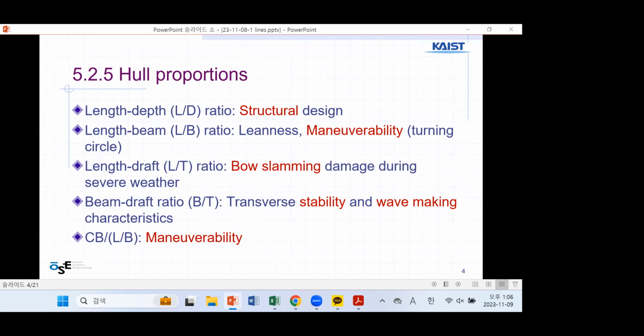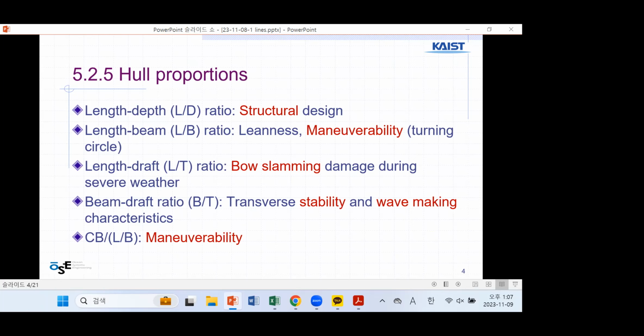Maneuverability. Length draft ratio is for bow slamming. Bow slamming means the ship is running in a wave. When it is going down in this way, sometimes the bow, the front end of the ship, hits the water surface or wave surface. We call this slamming. And that slamming sometimes gives you a structural failure on the plate because of the speed or acceleration there, or damage during severe weather, right? And then beam draft ratio is related to stability or capsizing and wave making characteristic.